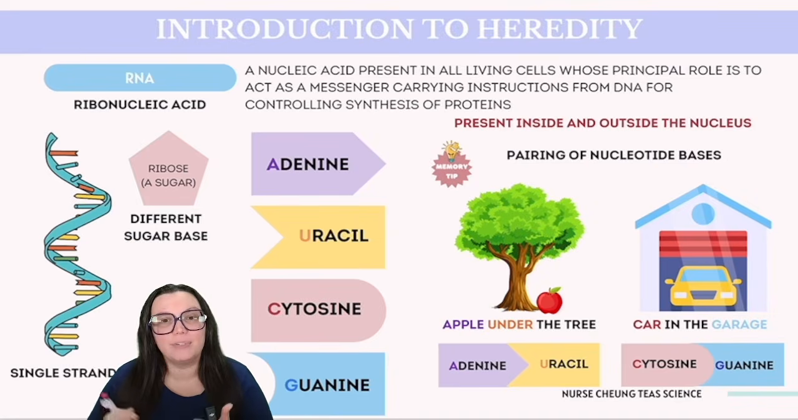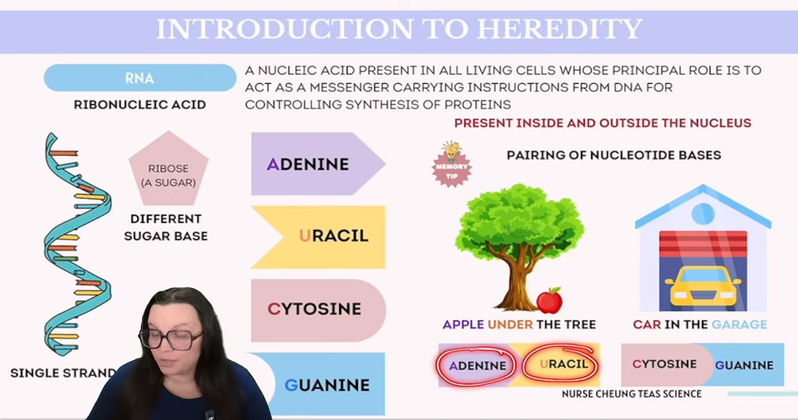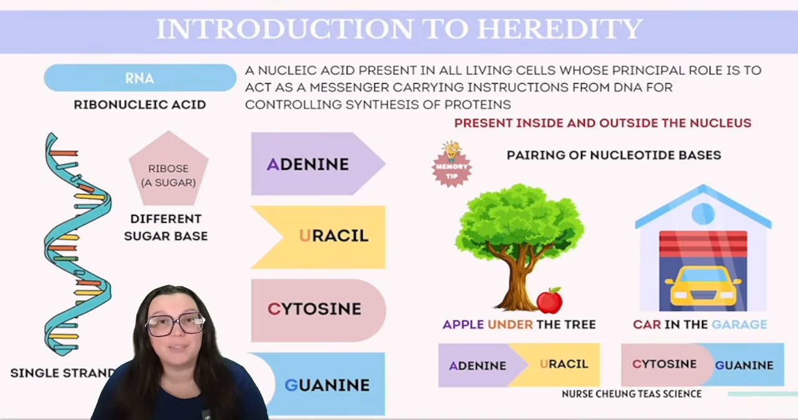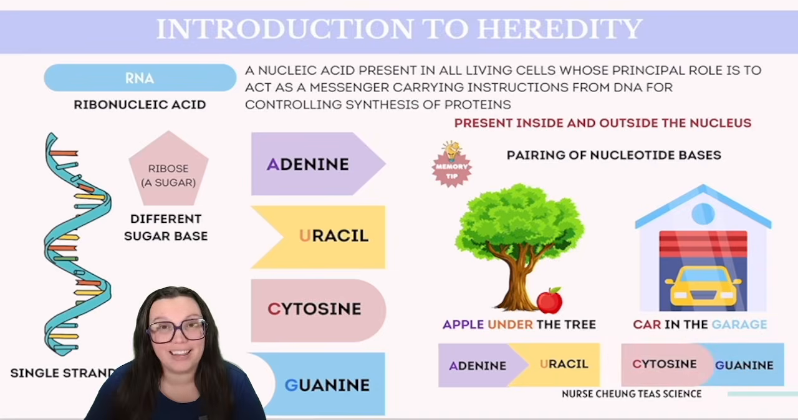So instead of apples in the tree, we're going to say apple under the tree. That way it lets us know that adenine is going to pair with uracil when it comes to RNA. When it comes to car in the garage, that's still going to remain the same because we still have cytosine and guanine pairs that are going to pair together when it comes to RNA.